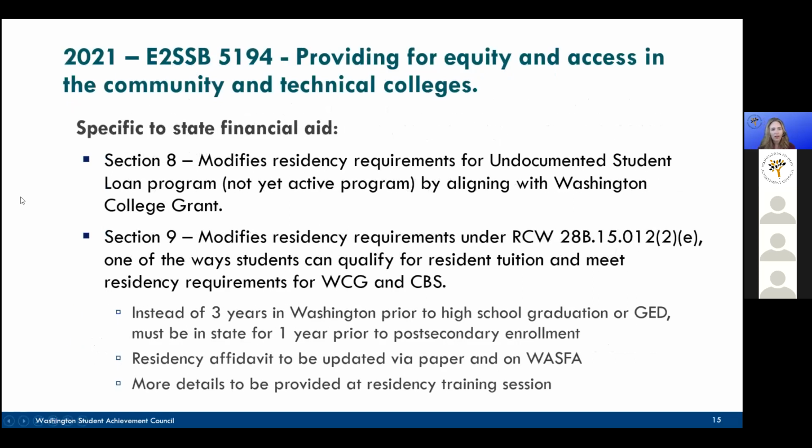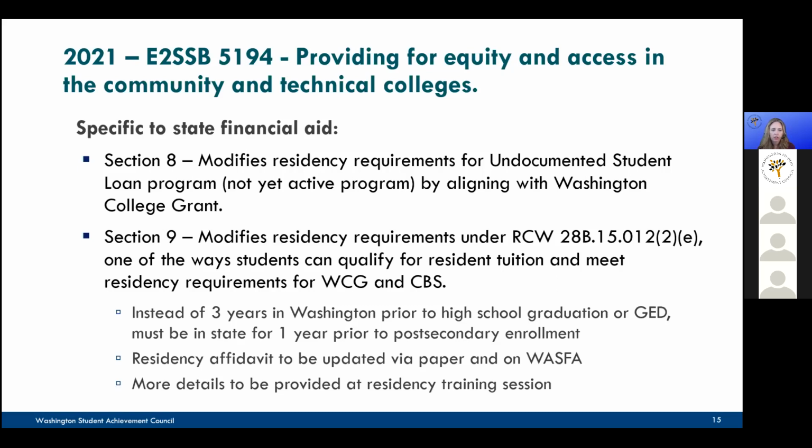So let's talk about the next bill that passed, 5194. I'm going to only speak to a very small part of this bill. For those of you at community and technical colleges, this bill has a lot of pieces in it that have to do with equity. If you just read the title, providing equity and access for the community and technical colleges, there's a lot in there. What I would like to talk specifically about today is first section 9, and this is not only for community and technical colleges. So this is where that title of the bill might be a little bit misleading.